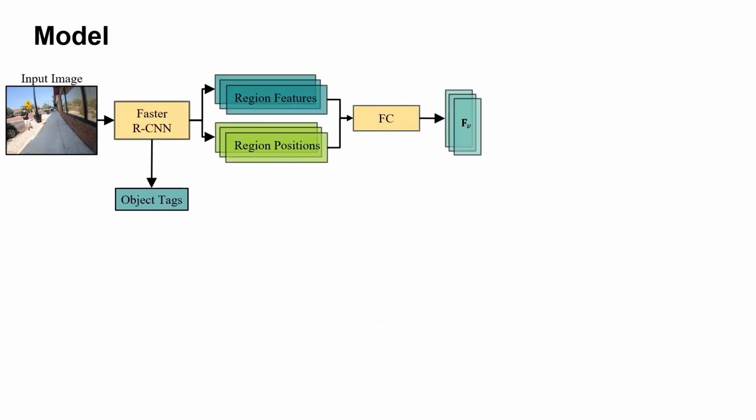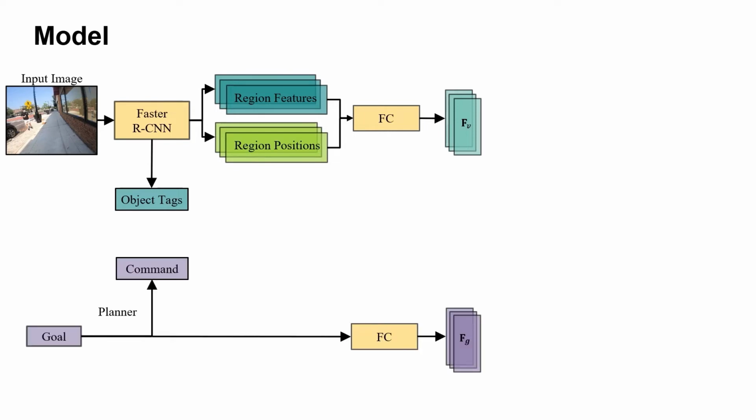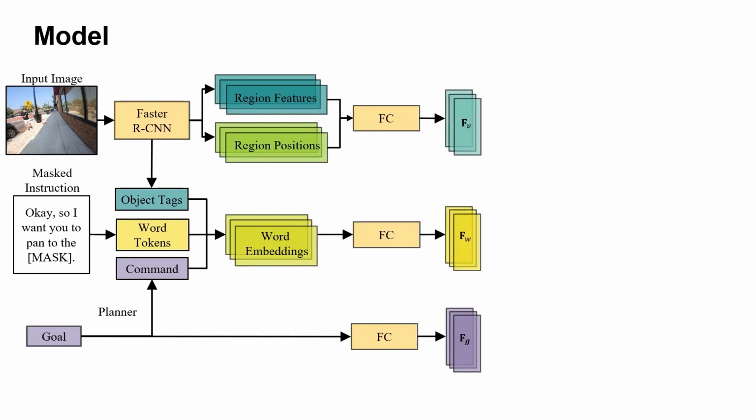Our model comprises three main components. First, we use a visual semantics feature extractor to extract and generate region features and object tags. We then design a goal-conditional module, which extracts goal-based features, and leverages navigation commands generated from a future planned path, to ease the learning of alignment among modalities. In the training process, ground truth instructions are masked, and are used together with object tags and commands to generate word embeddings.